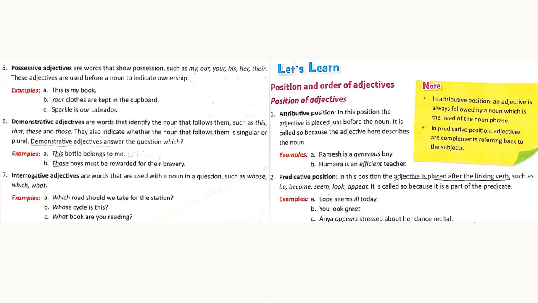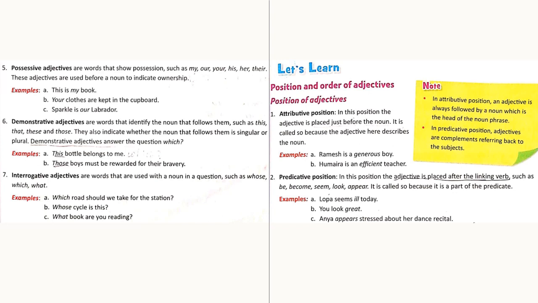Now let's move to the next step, and that is position and order of adjectives. When an adjective is placed before a noun, then its position is called attributive position. For example, Ramesh is a generous boy. Now here the word generous sits in front of boy to say what type of boy Ramesh is. So it is placed before the boy and then the position of the adjective here is attributive.